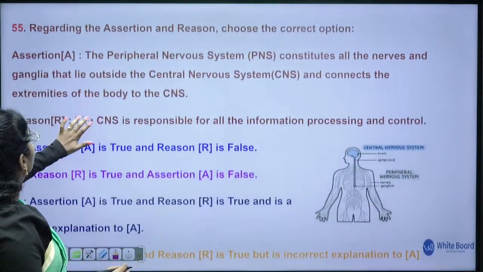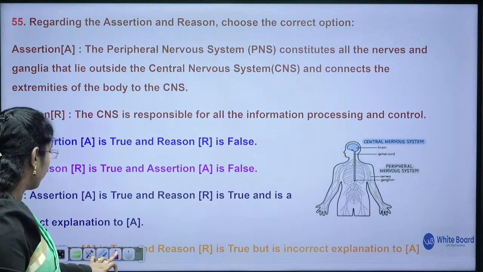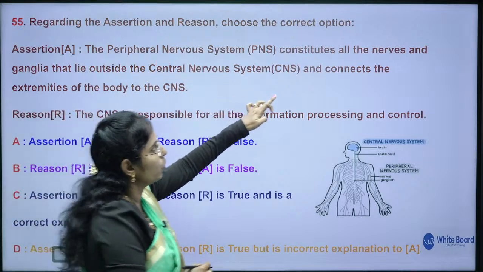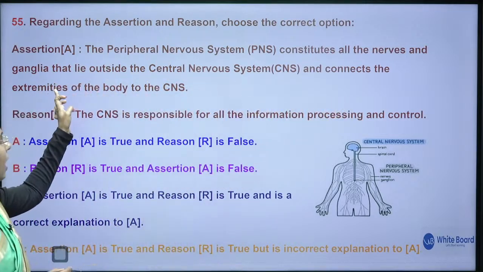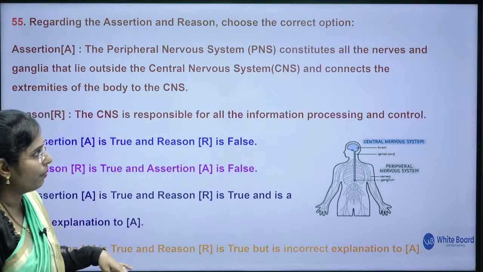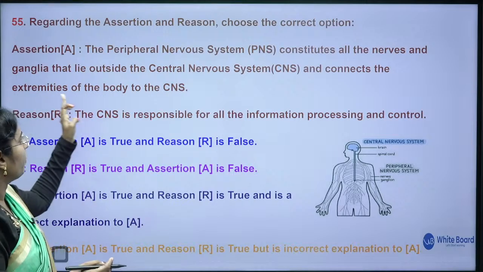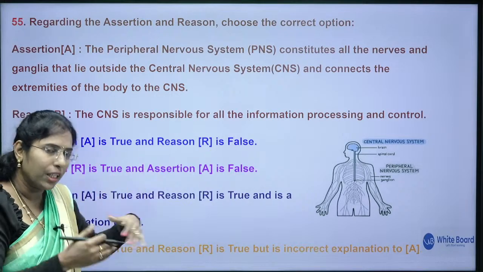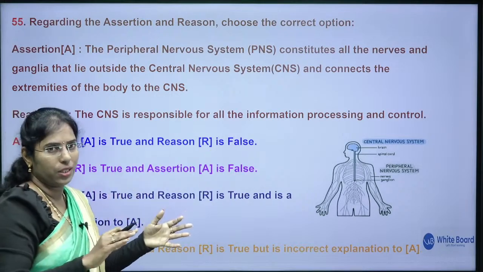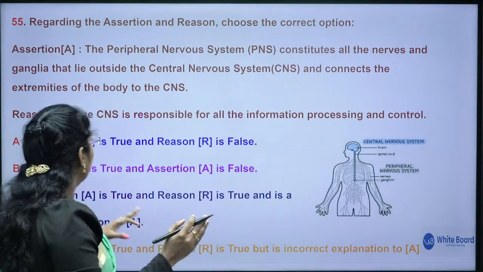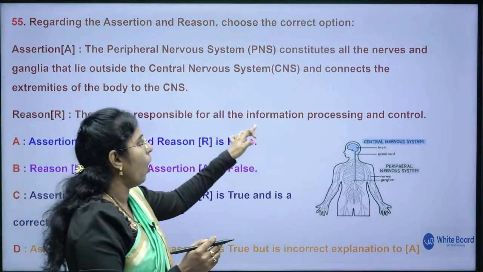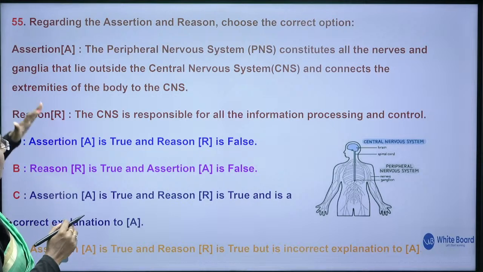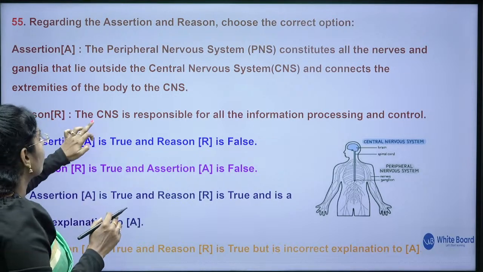Question 55. Regarding the assertion and reason, choose the correct option. Okay, so what is the assertion here? The peripheral nervous system constitutes all the nerves and ganglia that lie outside the central nervous system and connects the extremities of the body to the central nervous system. Yes, that's true, because the central nervous system collects the information from the peripheral nervous system via the afferent sensory nerves. And the CNS is responsible for all the information processing and control. Yes, this is also true, and the reason is the correct reason for that assertion also.